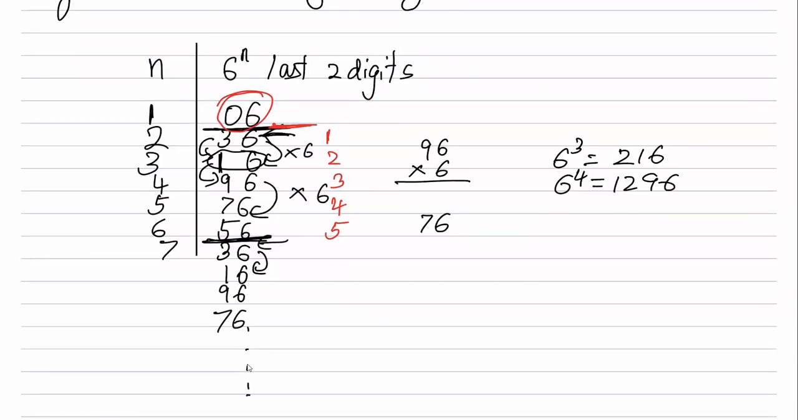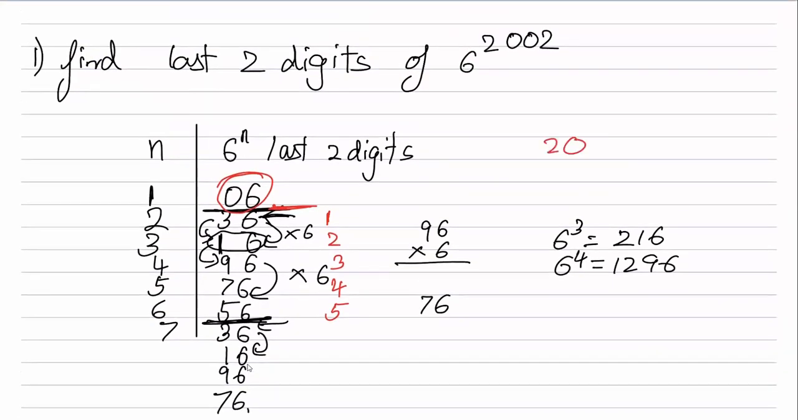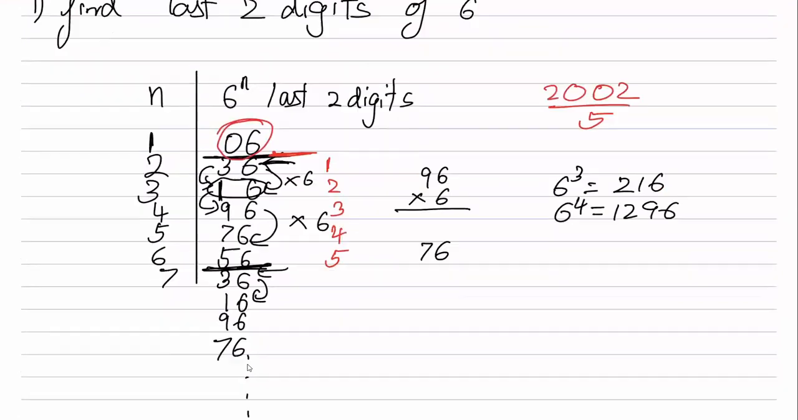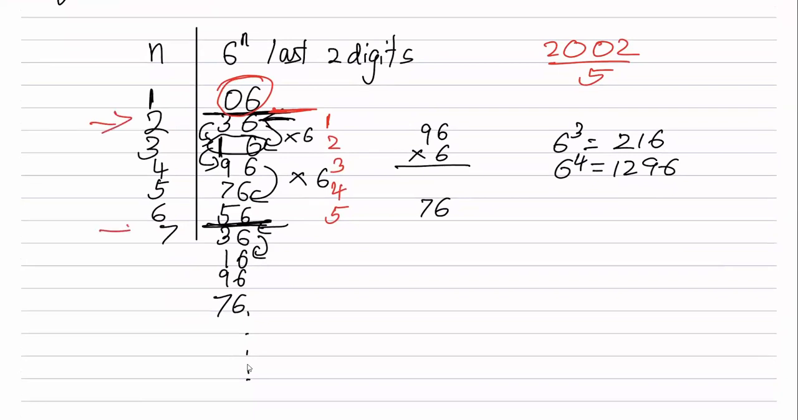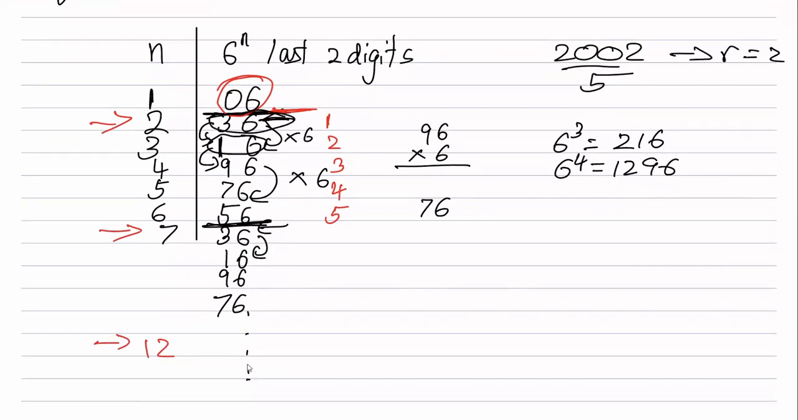And then what you do is you divide 2002 by 5 because it has a periodicity of 5. Now we just need the remainder. Notice what happens at 2 happens at 7. The same thing will happen at 12 and it will keep going on like that. So 2002 divided by 5, remainder is equal to 2. So go to the second position and check if that is part of the repeating sequence.